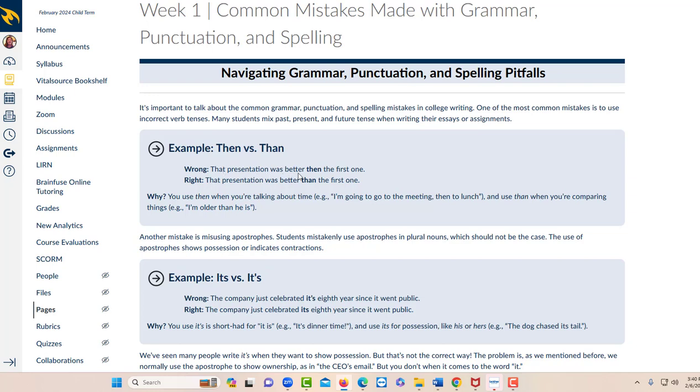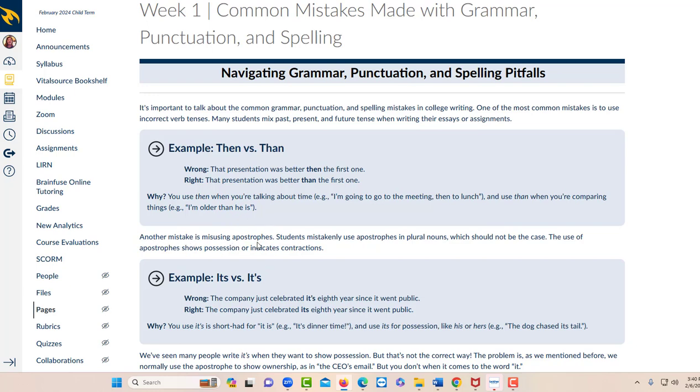So "that presentation was better then" is wrong. That presentation was better than the first one. Why? You use then when you're talking about time. I'm going to the meeting, then to lunch. And use than when you're comparing things. I'm older than he is.